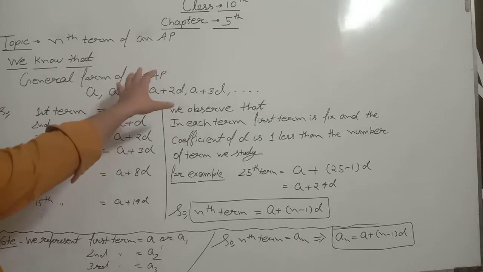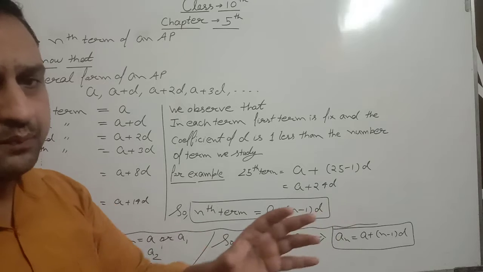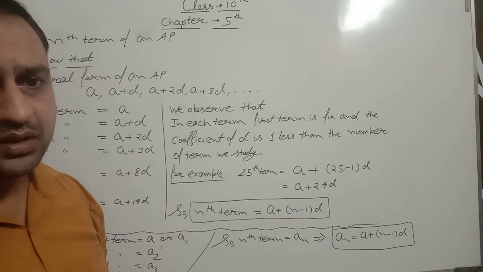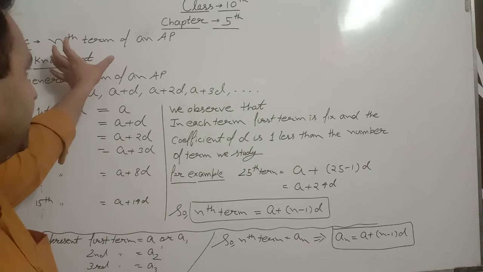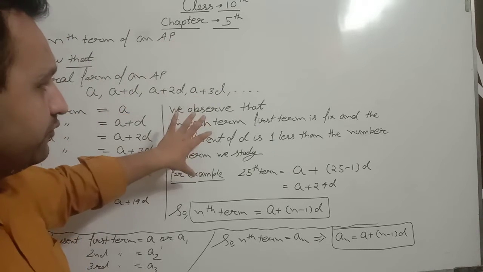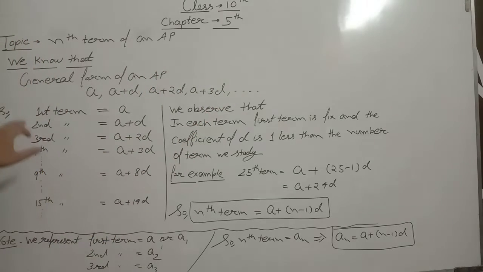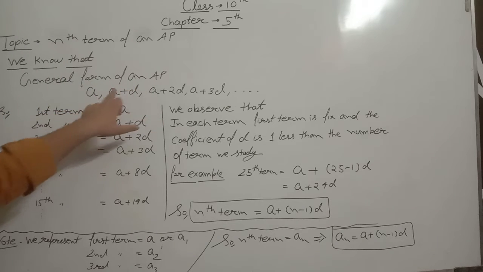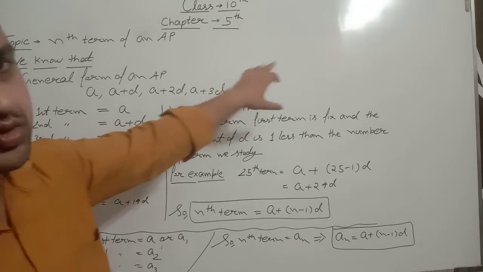In exercise 5.2, APs are given and we have to find out a particular term. To find a particular term, we use a formula, the nth term of an AP. What is the formula? What is the proof of this formula? We study. We know the general form of an AP: a plus d, a plus 2d, a plus 3d, and so on.